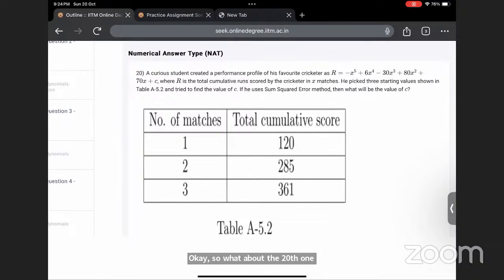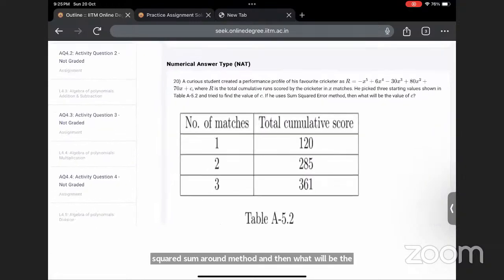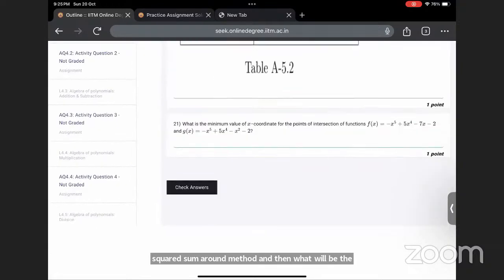A curious student created a performance profile of his favorite cricketer as R. So R is the total run scored by the cricketer in X matches. And he picked 3 starting values shown in the table and tried to find the value of C if he uses the square sum error method. And then what will be the value of C? So using the SSE method, we have to calculate the value of C, right?